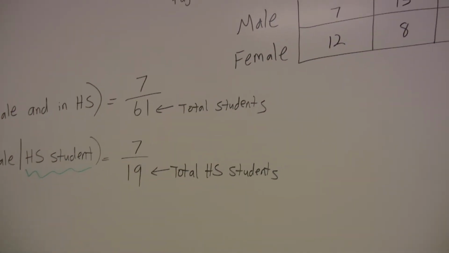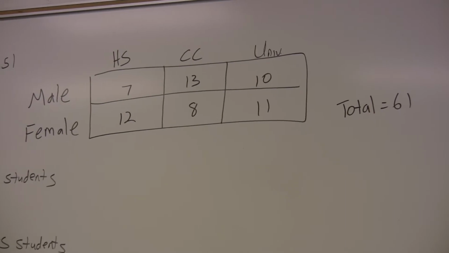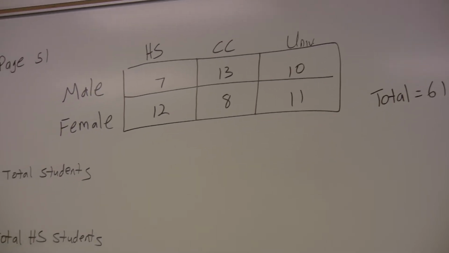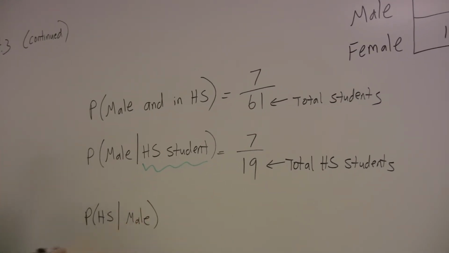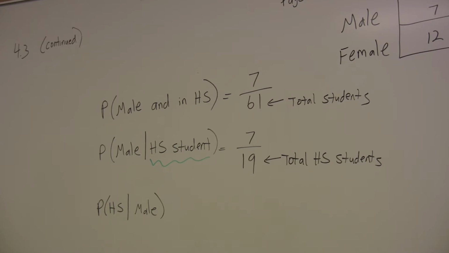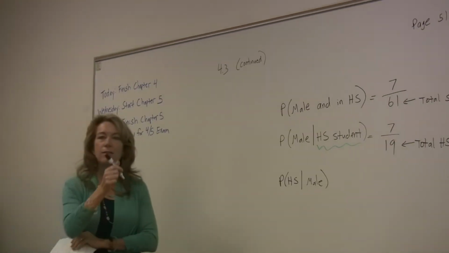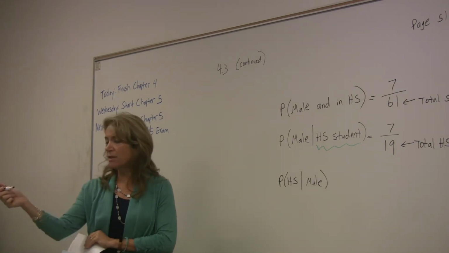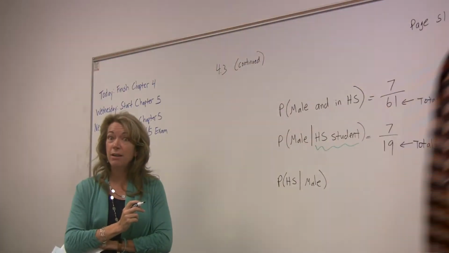Now look at the next one. The probability of selecting a high school student given that it's a male. Makes your head spin after a while because they all look the same. So you add up all the males? So she's saying out of all the males, and then saying, it's like 7 divided by 30. It's a different denominator though now, right?